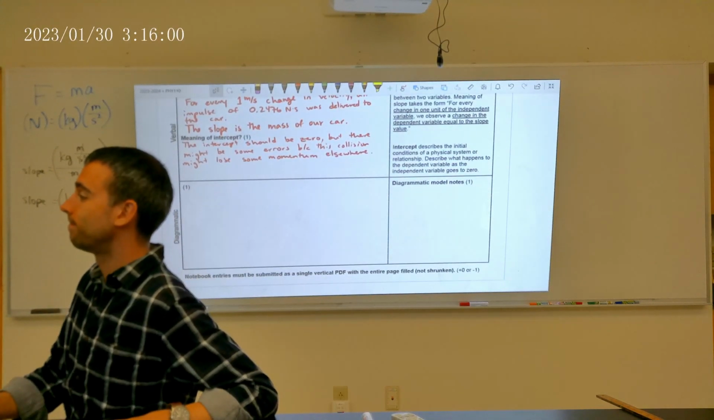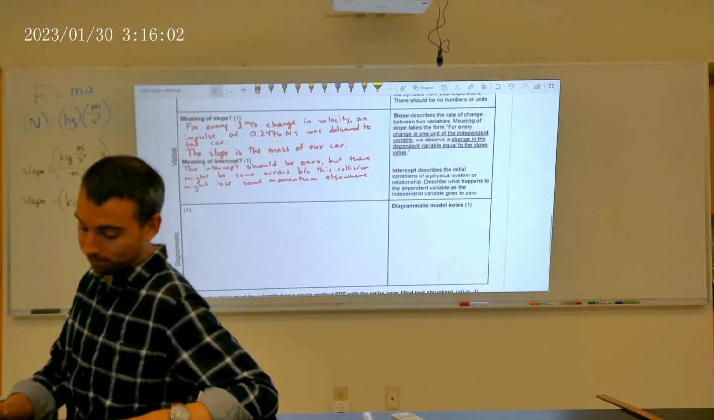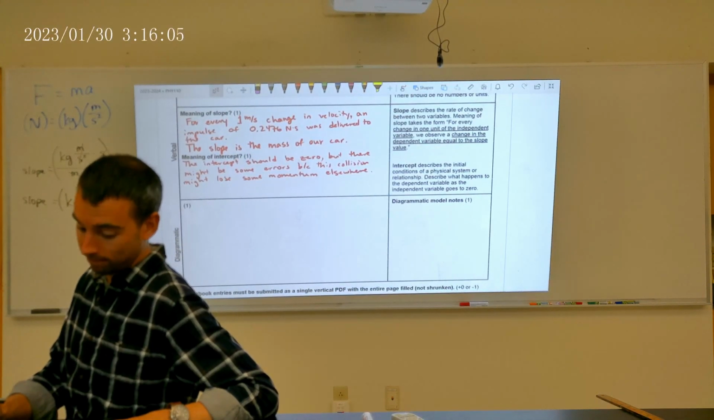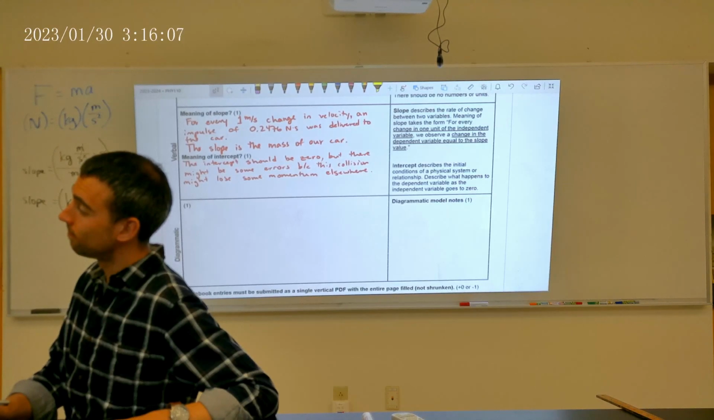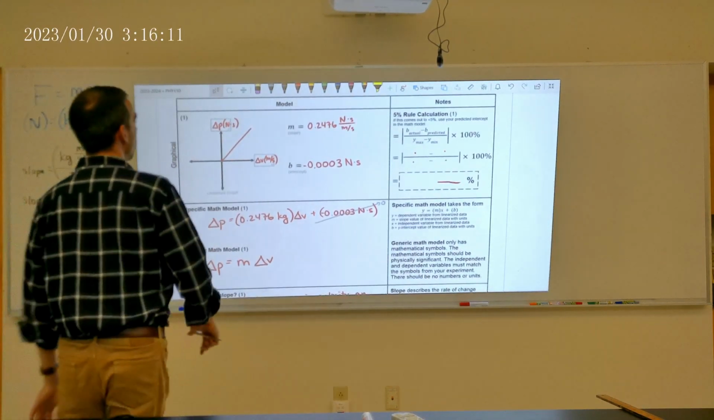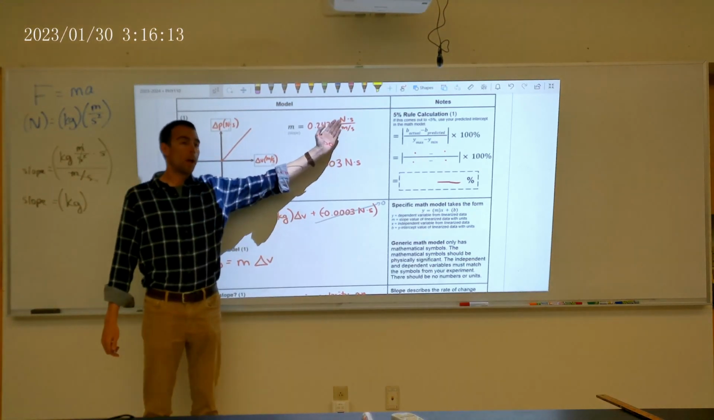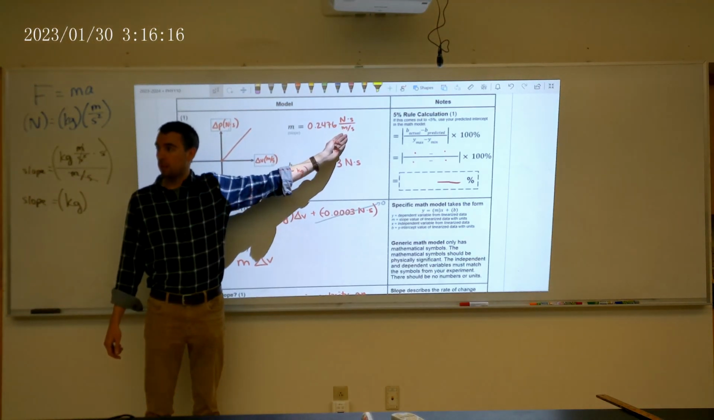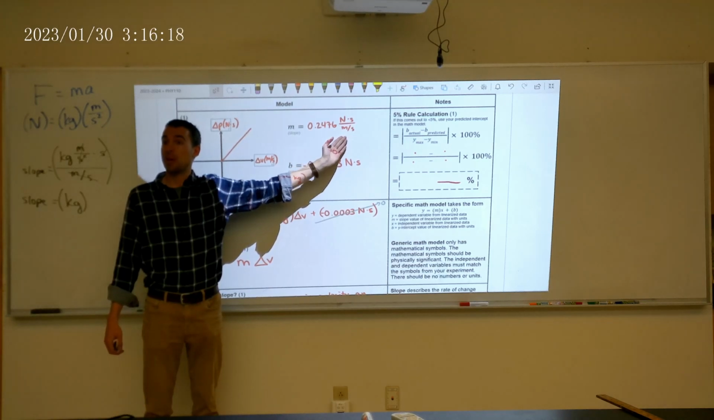Mara? I just had a question about your meaning of the slope, your units. Why is that newtons times seconds, not kilograms? Well, I am looking back at what we have written up here. This is a good question. Originally, I'm sure most of you had this written, right? And then you maybe changed it to kilograms.